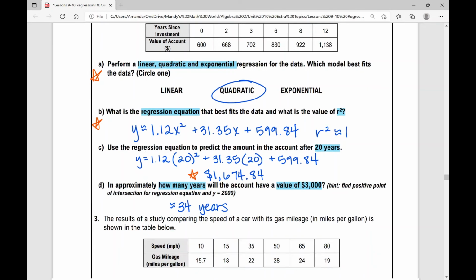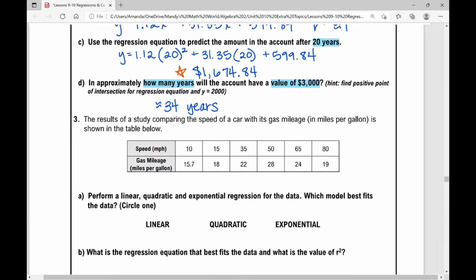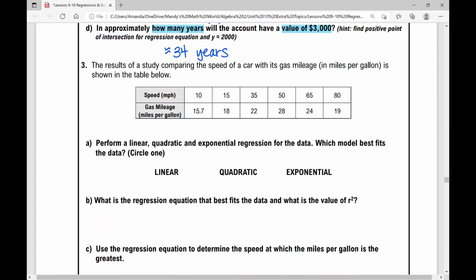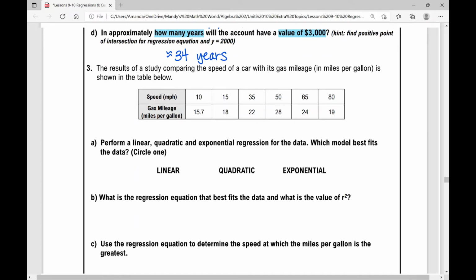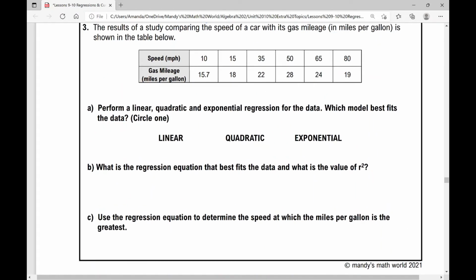Example number 3 says, The results of a study comparing the speed of a car with its gas mileage in miles per gallon is shown in the table below. We are going to perform a linear, quadratic, and exponential regression, and we're going to determine which model best fits the data. We're going to write that equation down that best fits it and the value of r squared. And then the whole reason we do this is we're going to use that regression equation to predict the speed at which the miles per gallon is the greatest. So grab your calculator and let's get started.